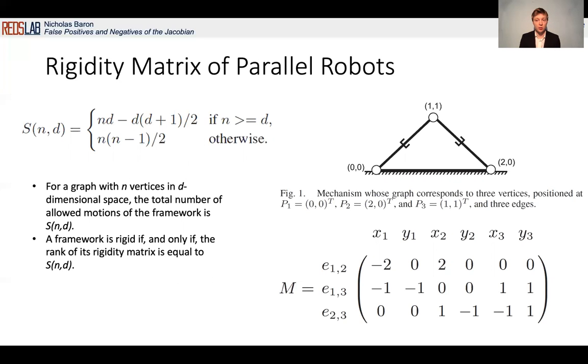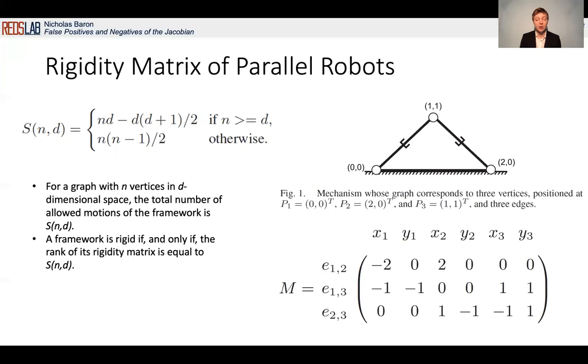So this is how to compute the rigidity matrix. And once we've done this, we can determine if a configuration of a mechanism is rigid or not by computing the total number of allowed motions of the framework, which is given by the formula on the screen. And this is given in terms of the number of vertices and the dimensionality of the space.